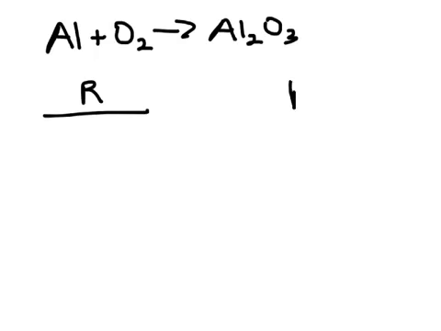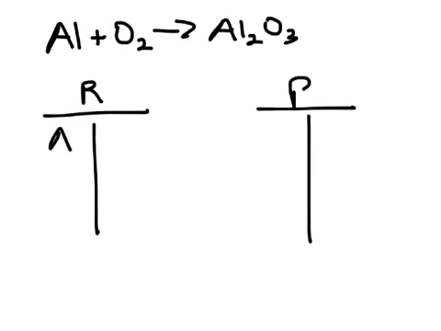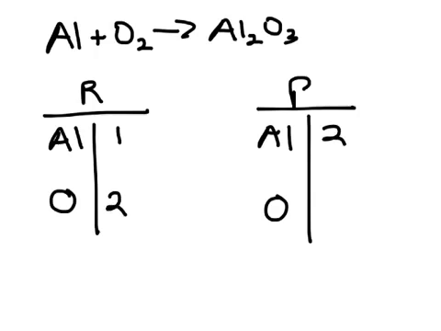Reactants, products. I only have two kinds of atoms, aluminum and oxygen, on each side. How many aluminums on the left? 1. How many on the right? 2. How many oxygens on the left? 2. How many on the right? 3. Well, let's start making some changes.